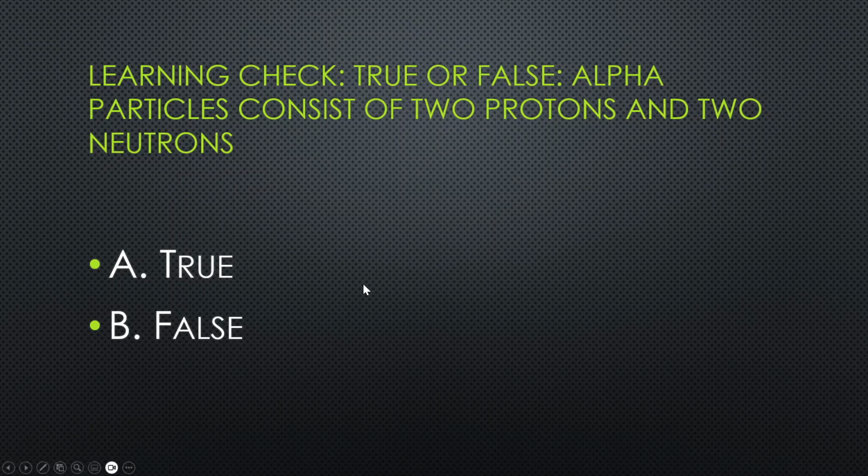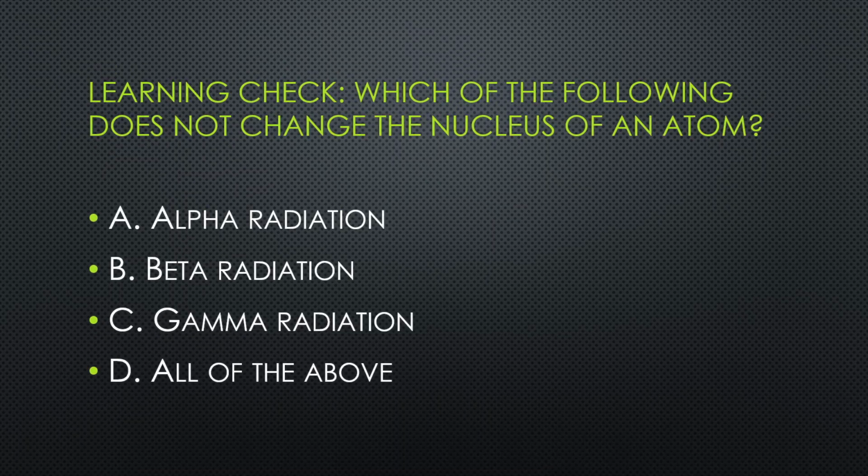All right, so let's go back to the first one. Alpha particles consist of 2 protons and 2 neutrons. This is true. Remember, an alpha particle, it's just 2 protons and 2 neutrons released, for a total mass of 4 and an atomic number of 2. Second question, which of the following does not change the nucleus of an atom? That would be gamma radiation. Gamma radiation leaves the atom's nucleus intact. It just releases the gamma photon.